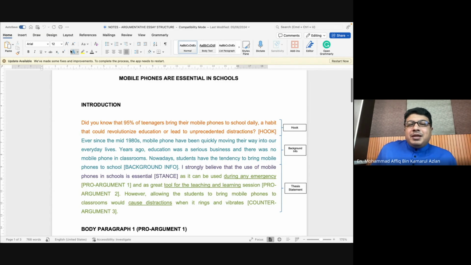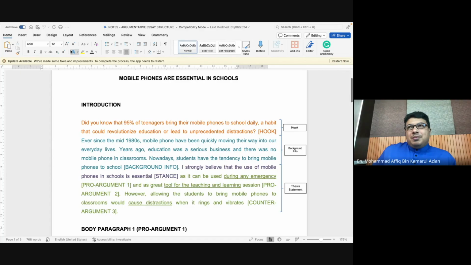Ever since the mid 1980s, so what happened in the past, what happens in the present, why is it a problem? So mobile phones, so we need to have s here. Mobile phones have been quickly moving their way into our everyday life. Years ago, education was a serious business, and there were no mobile phones in classrooms. Nowadays, students have the tendency to bring mobile phones to school.